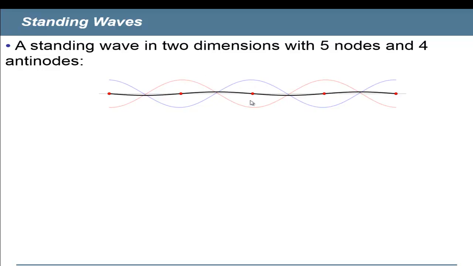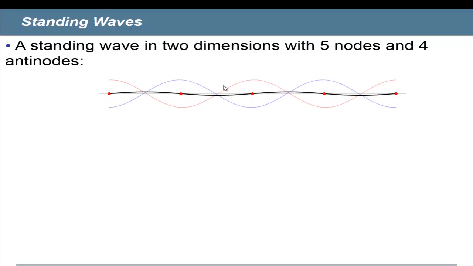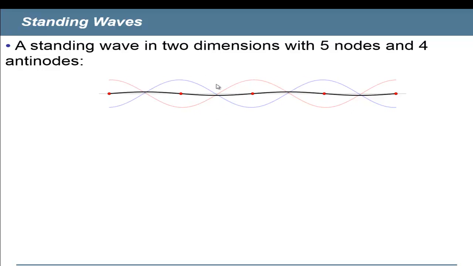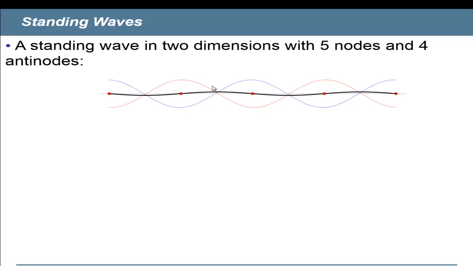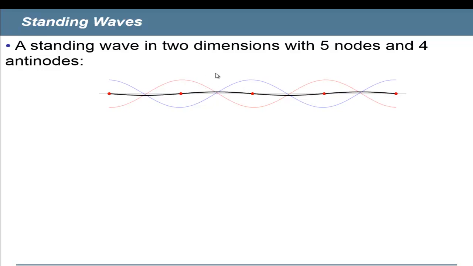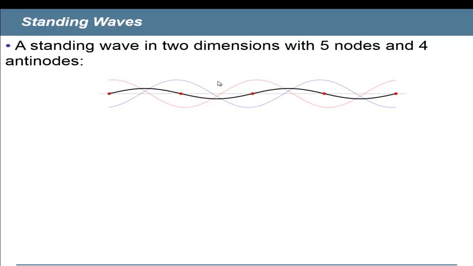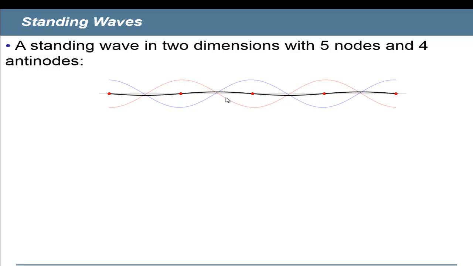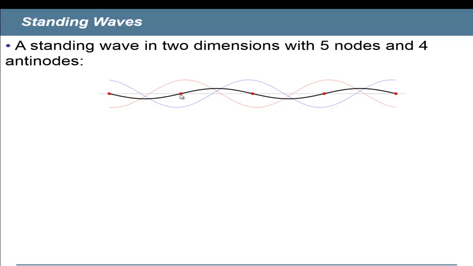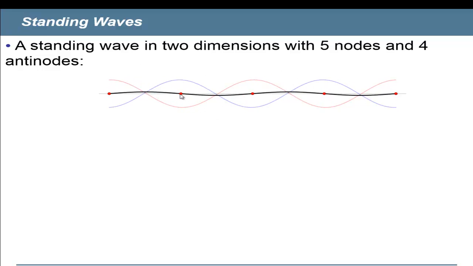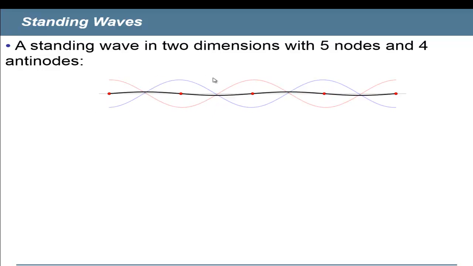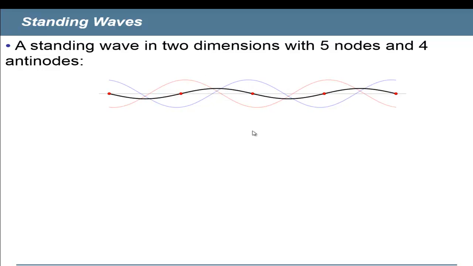And then at the antinodes, they both cross at their amplitudes at the same time. So they're both at a high point and they're both at a low point, creating a large amplitude right here at the antinodes when the maximums cross at the same time. So a node is a point in which the two waves combine to produce no vertical motion, and an antinode is where they combine to produce maximum vertical motion between the two.